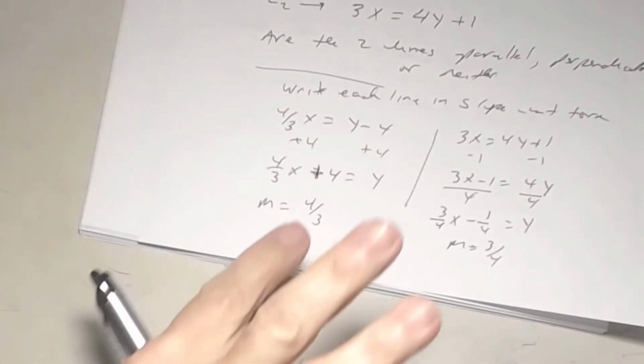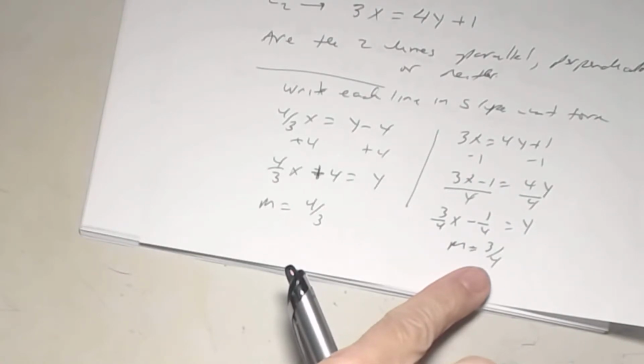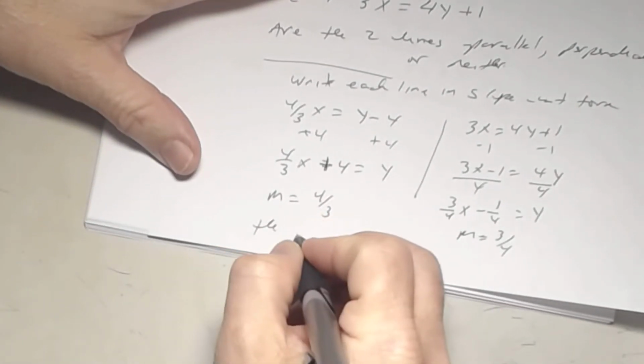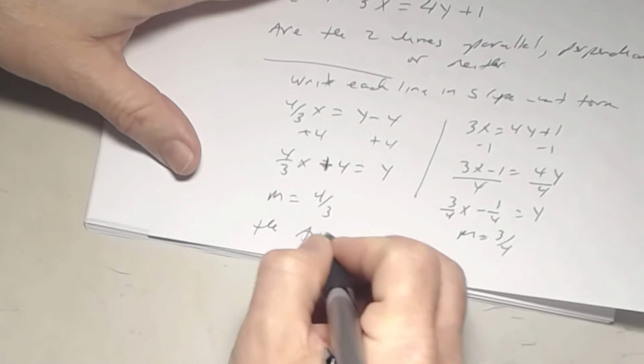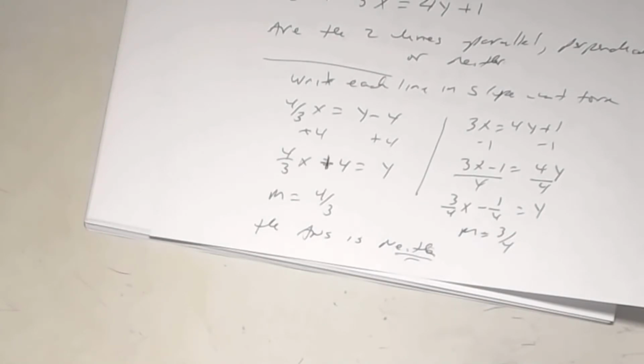What do you notice about those two slopes? They're reciprocals. Are they negative reciprocals? No. So first of all, are they parallel? No, because the slopes are not the same. Are they perpendicular? No. They have to be negative reciprocals. In other words, if this is 4/3, this has to be negative 3/4. So they're not perpendicular either. So the answer is neither. Neither means they're not parallel and they're not perpendicular. That's all that means.